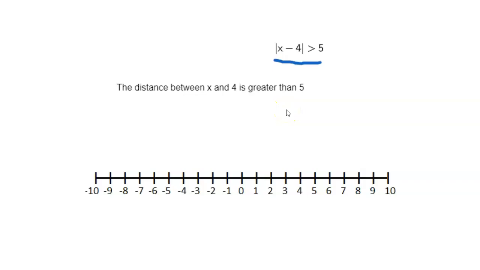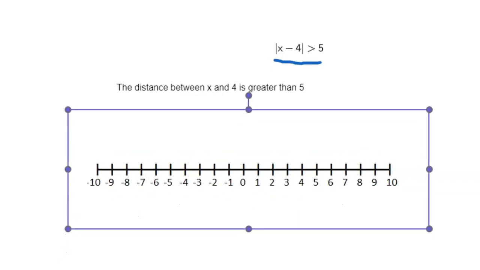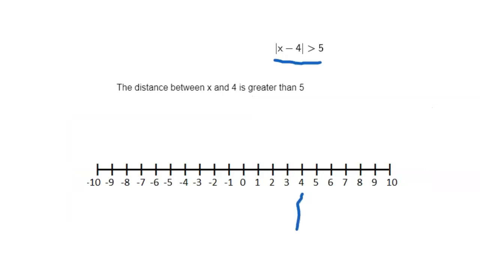So if you plug that thing in, here's 4. And the distance is greater than 5 from there. So 1, 2, 3, 4, 5. There's 9. And it's greater than, so it's an open circle. And all of these numbers are greater than 5 units away from 4.